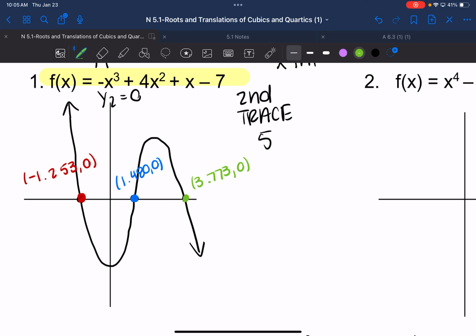If you want to note it, put it up there on the board. If you want to note it down on your paper, second trace 5. That way you don't forget when it's time for the assignment. So that's second trace 5.